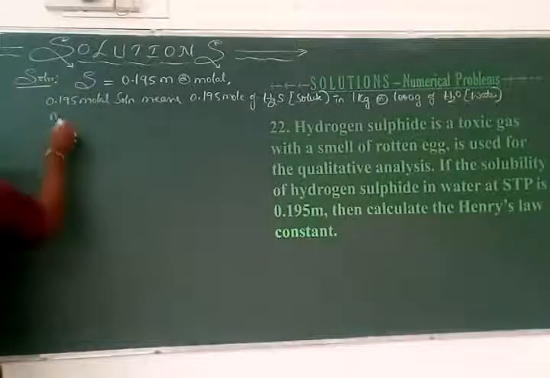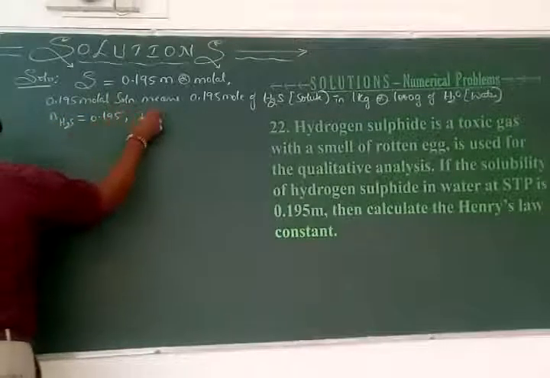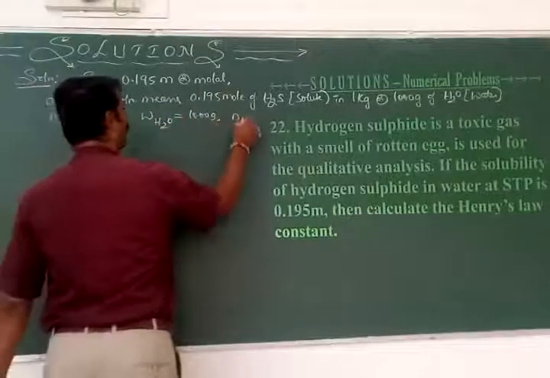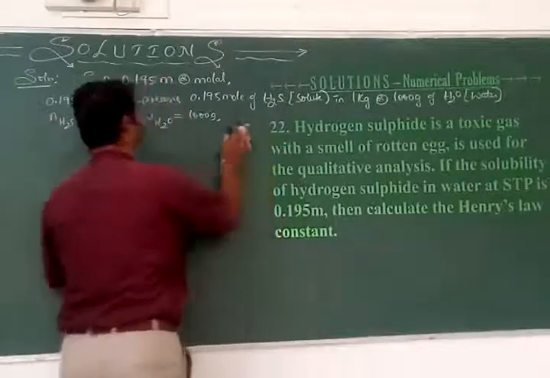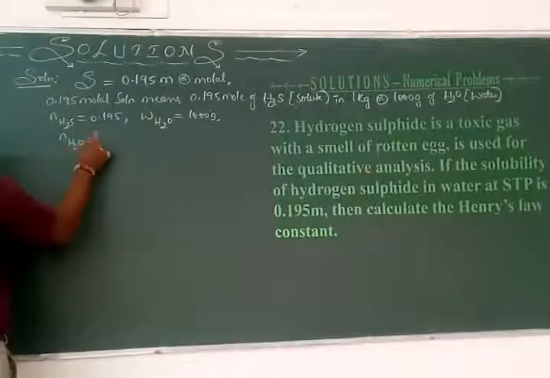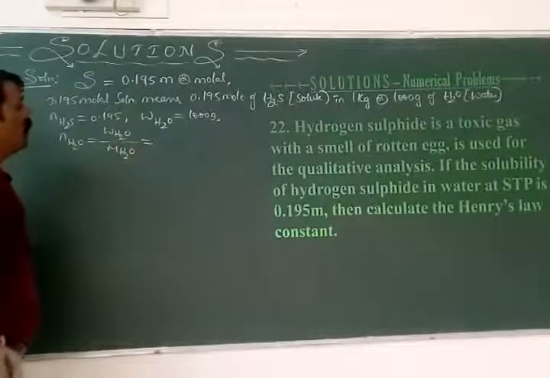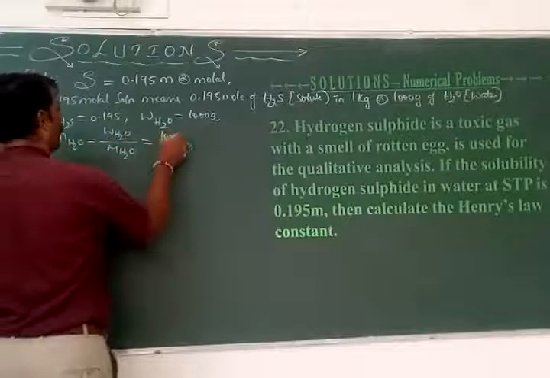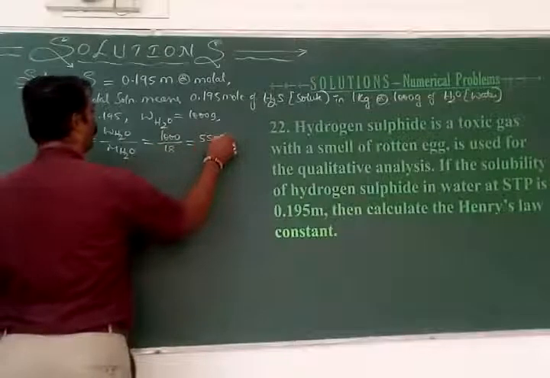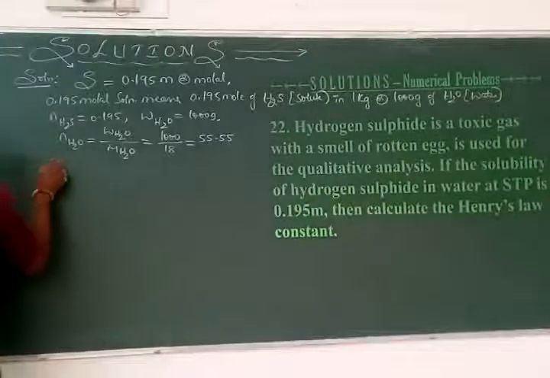Therefore, n of H2S is 0.195, and W of H2O is given as 1000 grams. How to calculate the number of moles of water? It is W of water divided by the molecular mass of water. That is 1000 divided by 18, where 18 is the molecular mass of water. That is equal to 55.55 moles. The number of moles of both are given. Therefore, what is X of H2S?